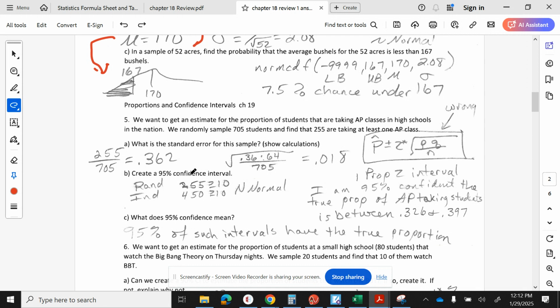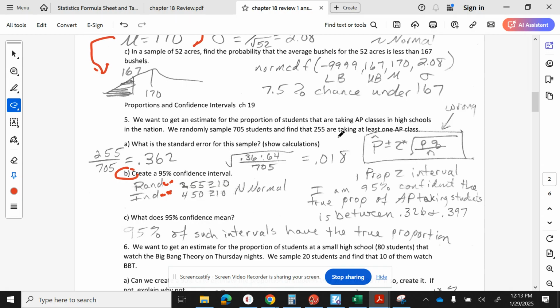Create a 95% confidence interval. But now, 5B is worth 6 points. I ask this one on the exam every year, and I have students who miss the first 3. If you're asked to do a confidence interval, if you went through the worksheet, if you didn't go through the worksheet video, go through that. You need to say random independent. That's 2 points. It's the cheapest points you're going to get.